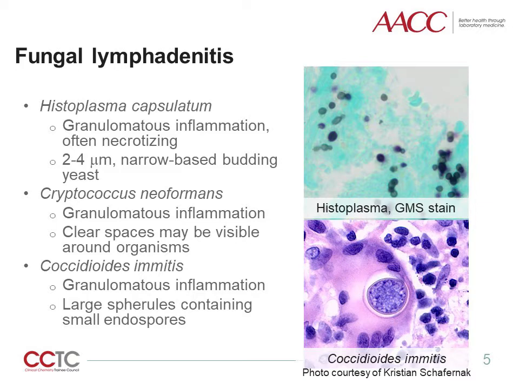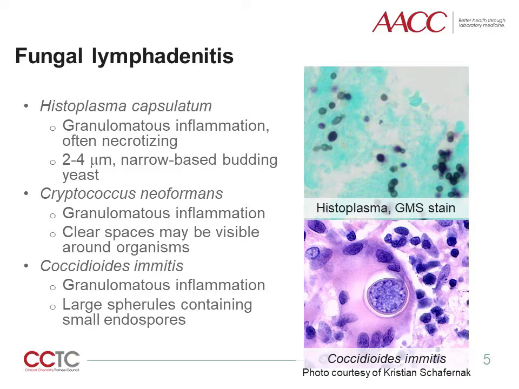Cryptococcal lymphadenitis is caused by Cryptococcus neoformans and is often seen in the setting of HIV or AIDS. Granulomatous inflammation is present. Yeast forms surrounded by clear spaces corresponding to the mucopolysaccharide capsule may be visible within histiocytes. A GMS or mucicarmine stain can help highlight yeast forms.